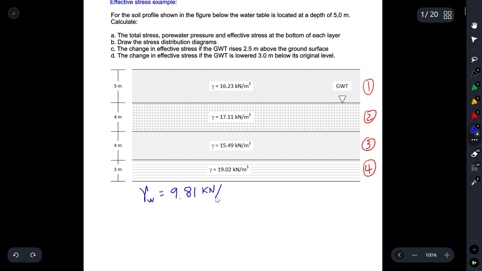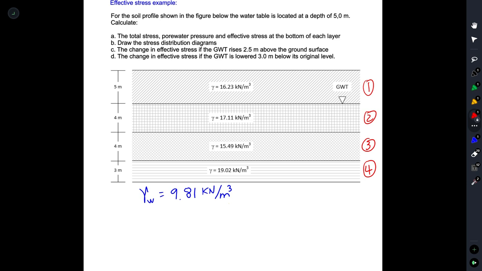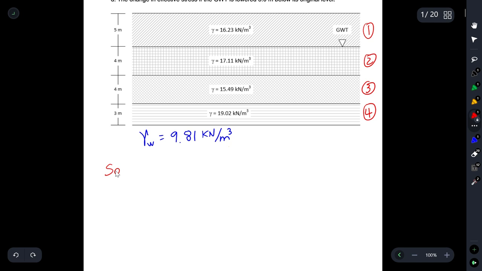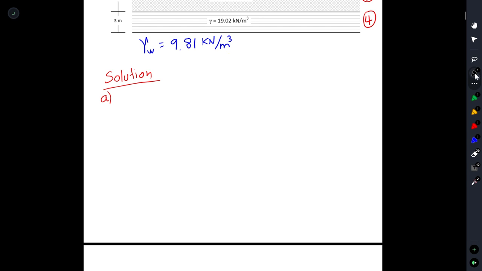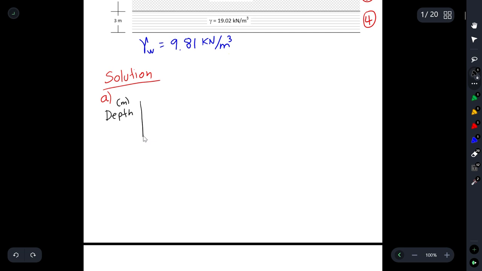I'm going to proceed now with the solution of the problem. So, for the solution, in part A, first thing we're going to be doing, we're going to be building a table which we're going to include different information about the soil. So we get started first with the depth. It's going to be in meters. Then we're going to be talking about the thickness of each layer, again in meters.